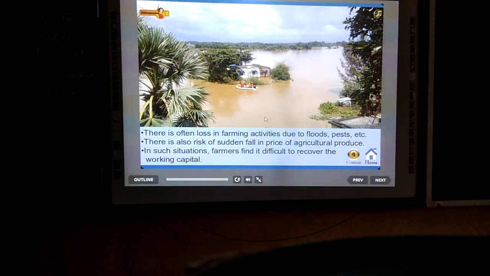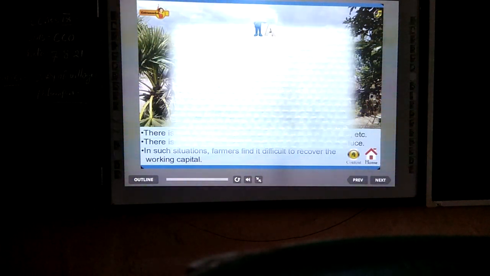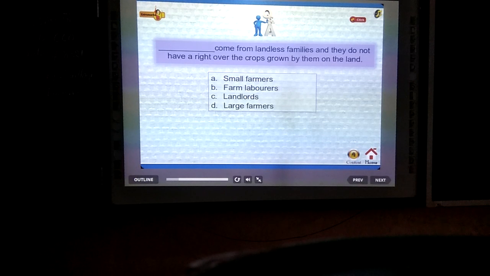At the same time, due to various disasters, floods or pests, there is also risk of sudden fall in price of agricultural produce. In such situations, farmers find it difficult to recover the working capital. You see, due to heavy floods during this season, the complete crop is damaged and they face the problem. Now let us test your knowledge.